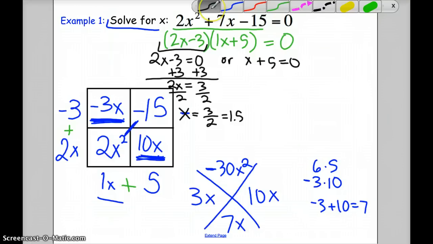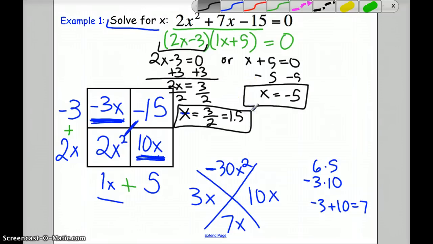Now the next factor I'm just going to solve with one simple step, subtracting 5. I get x equals negative 5. So that's my other solution. So I have two solutions to my quadratic, 1.5 and negative 5. Now remember, you can always check your answers. So what I could do is I could take this answer of 5 and I could plug it in these two. Now, of course, I should plug in negative 5, not just 5.